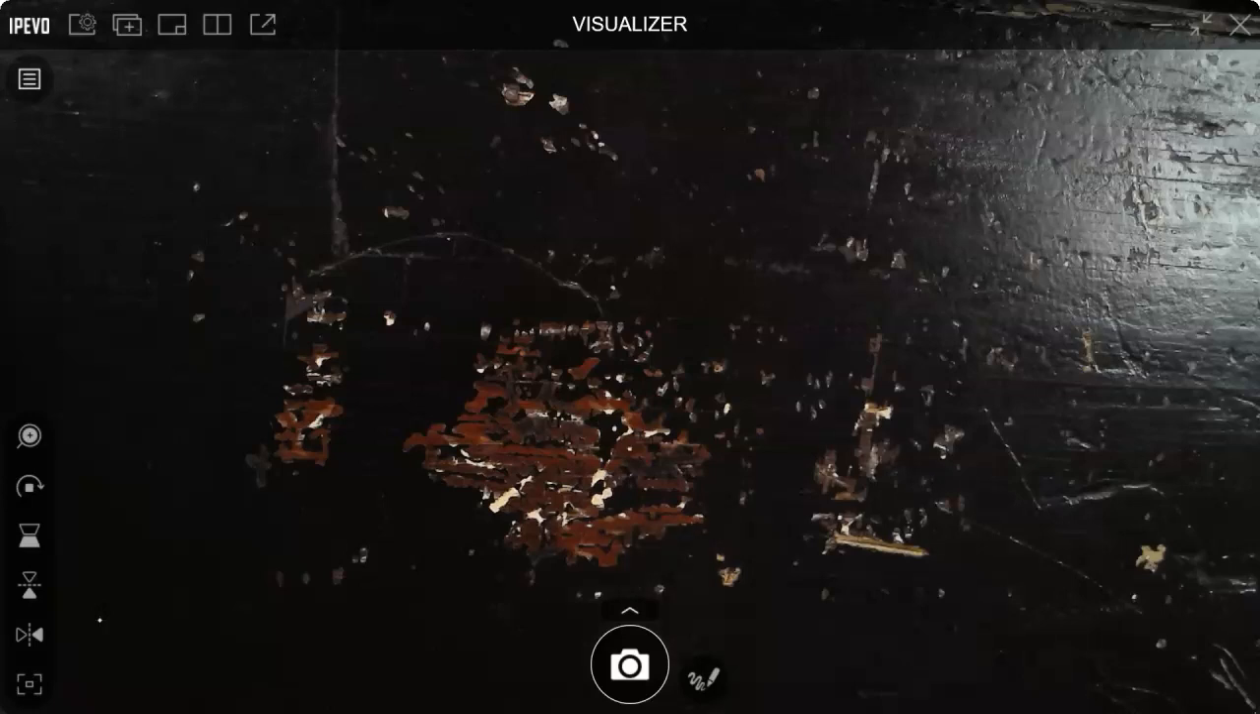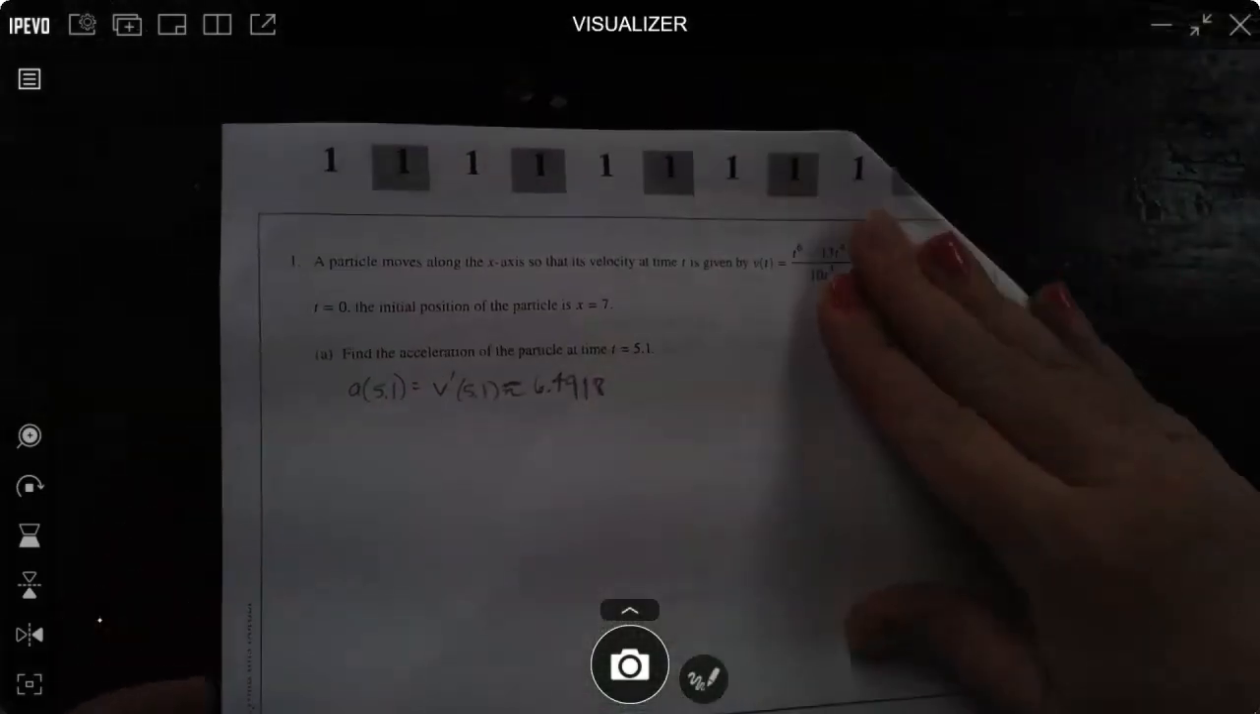All right, number one. A particle moves along the x-axis so that its velocity at time t is given by this equation here for the velocity. At time t equals 0, the initial position is 7.